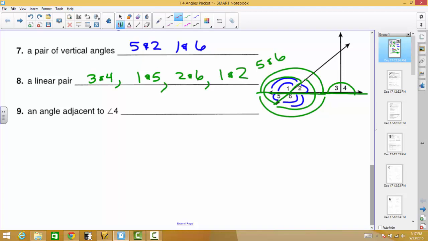And the last question says an angle adjacent to 4. So there's only one angle that touches 4 that's adjacent to it, and that's angle 3. Go ahead and flip your page.